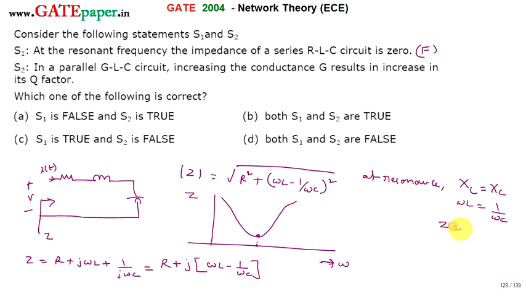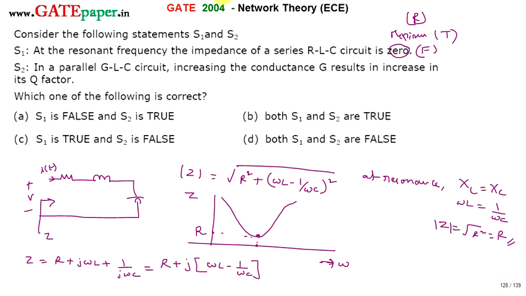Then you get Z equal to the square root of R², which is nothing but R itself. But it is not 0. You get the minimum impedance. So at resonant frequency, the impedance of the series RLC circuit is minimum. If it were given as minimum, then it would be true, but it is given as 0. So it is not 0, it will be a minimum. That minimum value is the resistance of the series RLC circuit, so at this point you get R. So the first statement is false.